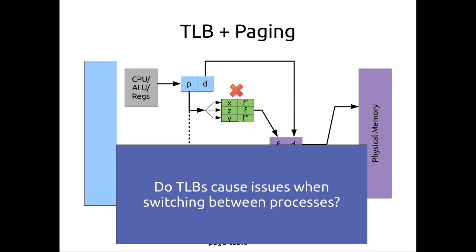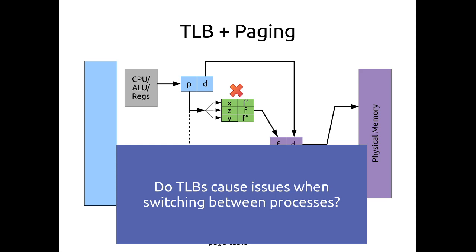But they do cause some complexities that go beyond just the hardware cost of having the TLBs. And the question that I want you to ponder now is, if TLBs cause issues when switching between processes, would switching between processes complicate this notion of using a TLB in some way? Think about it for a second, pause, come back. Of course the answer is yes, right? It's kind of a loaded question. Of course the answer is yes.